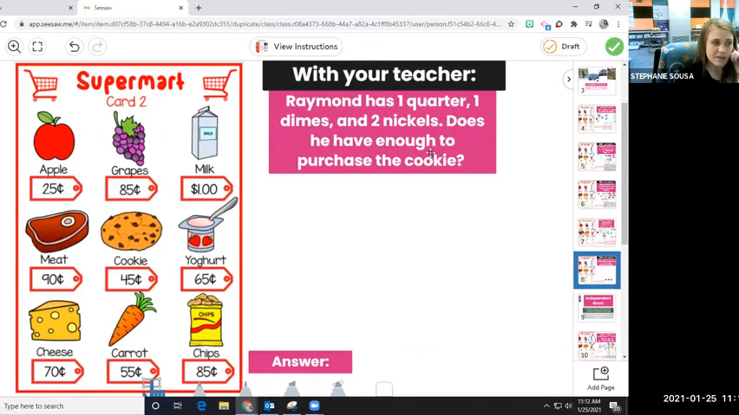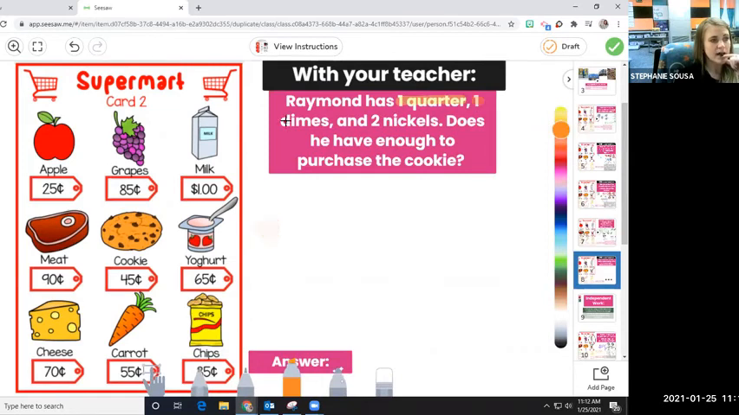This says Raymond. Raymond has 1 quarter, 1 dime, and 2 nickels. Does he have enough to purchase the cookie? Let's identify the cookie. The cookie costs 45 cents. So we're going to total his amount and see if he has enough to buy a 45-cent cookie.